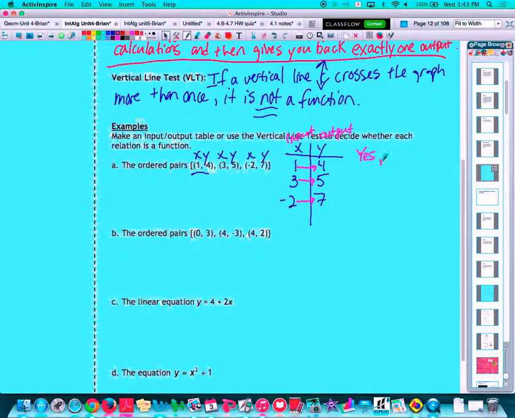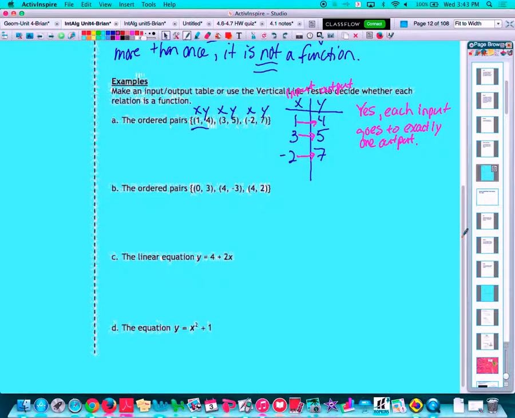So yes, each input goes to exactly one output. So that's a function. It is a function. Example number 2, or part B here, ordered pairs. So again, we'll make an input-output table. So x and y, x is the input, y is the output. 0, 3, 4, -3, and 4, 2.